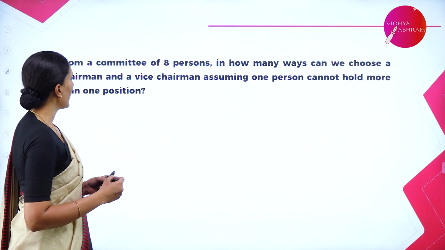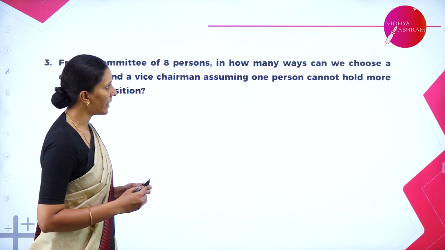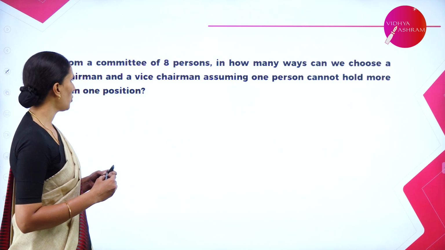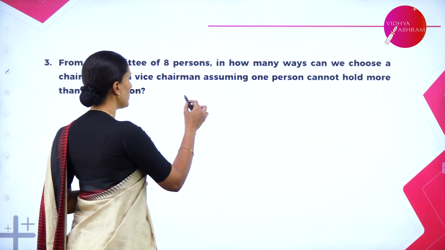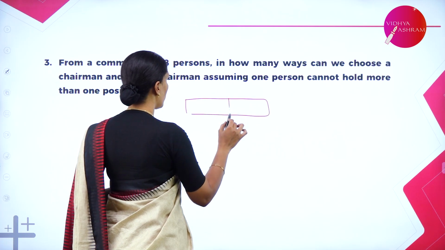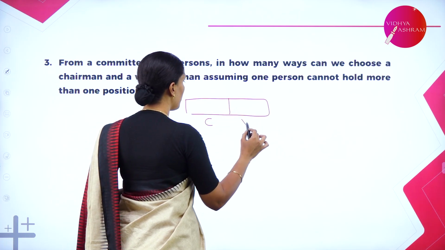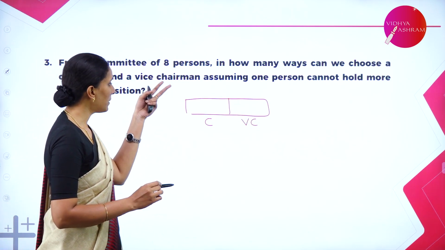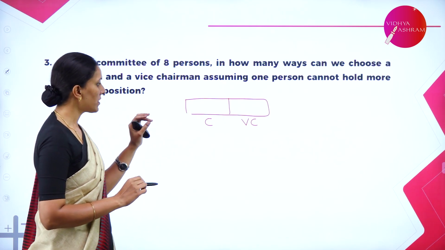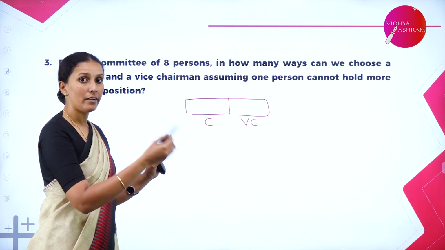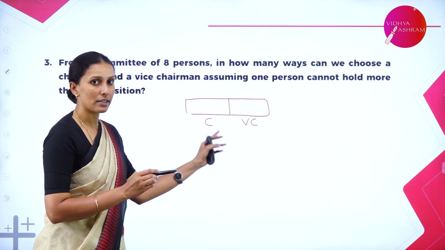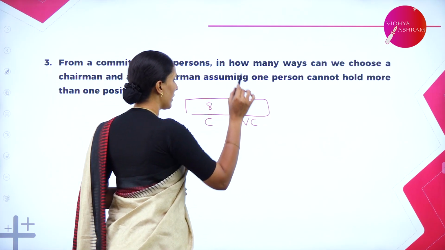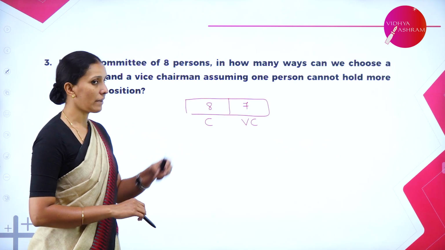Next question. Form a committee of 8 persons. In how many ways can we choose a chairman and a vice chairman, assuming one person cannot hold more than one position? Suppose we'll take 2 positions. So, the first position is for chairman and the second position is for vice chairman. We know that there are 8 persons. So, that means all the 8 persons can become chairman. If suppose one person is a chairman, then the remaining 7 persons have to be considered for vice chairman. So, therefore, this can be used in the case of the multiplication principle. So, it is 8 sevens are 56.